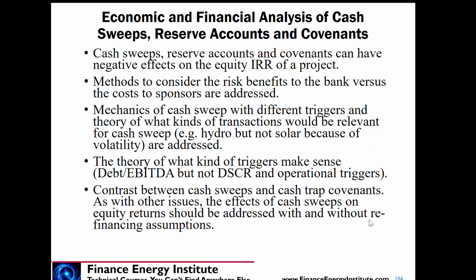I know there are different ways. With a covenant, you put the cash flow in a reserve account, and then maybe you switch it over to a sweep or something like that. Okay?